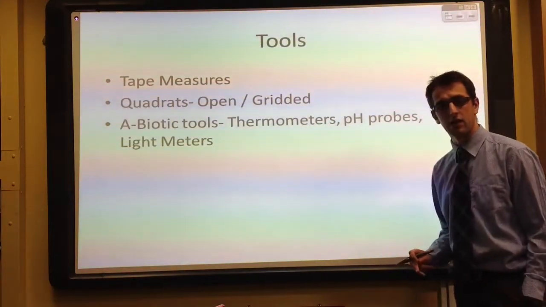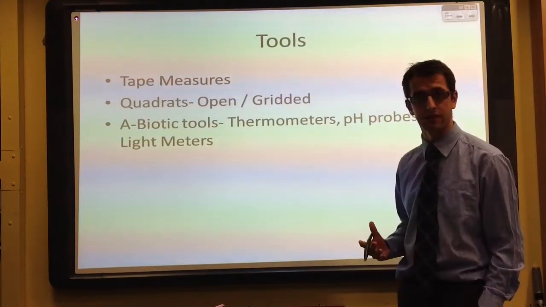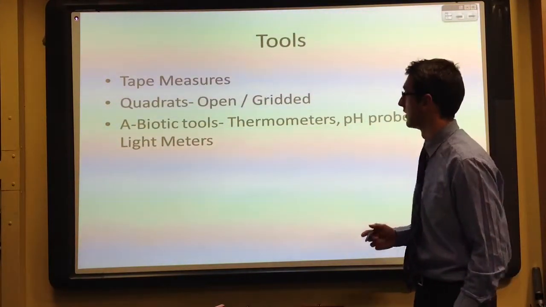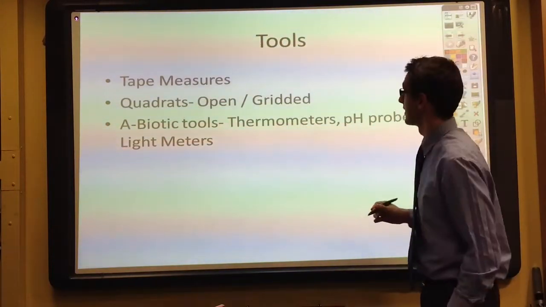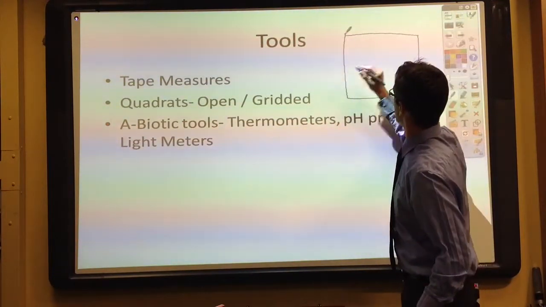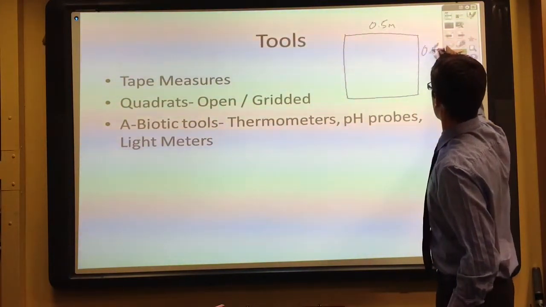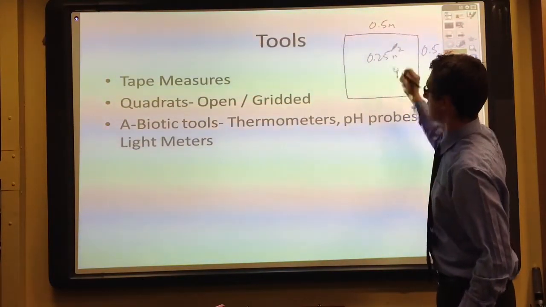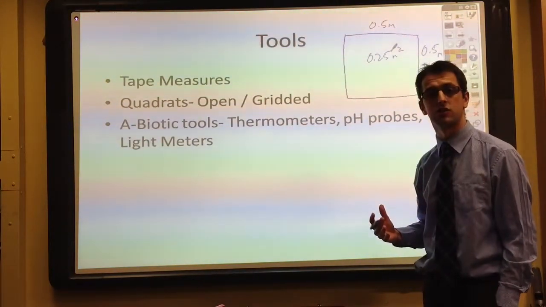To do this, there are going to be a number of tools that we require. The obvious ones are going to be a tape measure to start with, to set out our areas of measurement. We're also going to have a look at quadrats, and quadrats can be either open or gridded, are the two main types. So an open quadrat is quite simply a frame of four sides, and it is ½ a metre by ½ a metre each way round, giving you a total area of 0.25 metres squared. Every quadrat is always the same because that gives us standardisation to everything that we do.